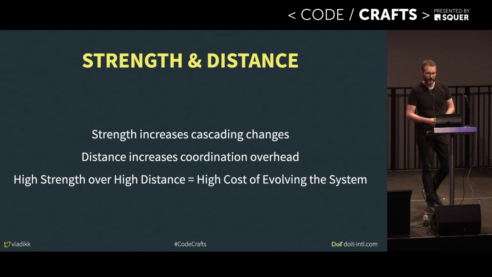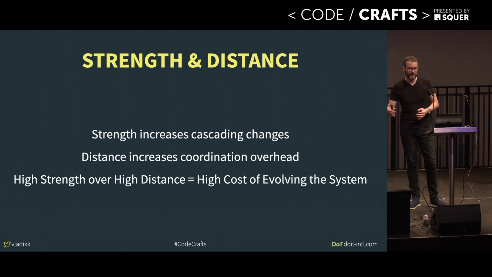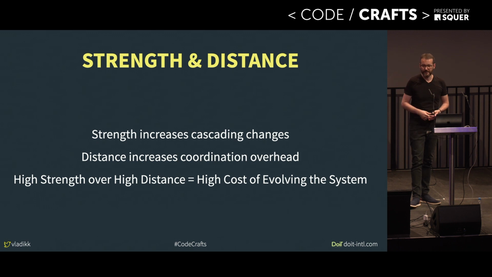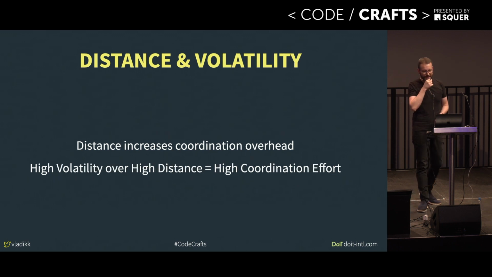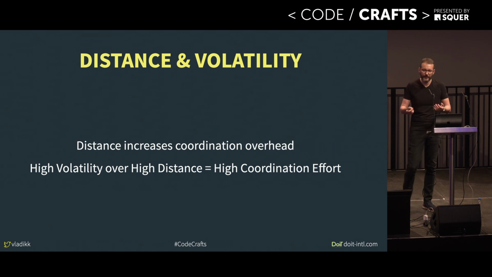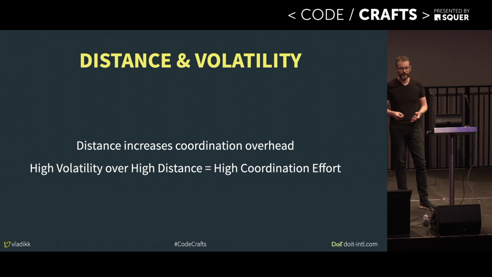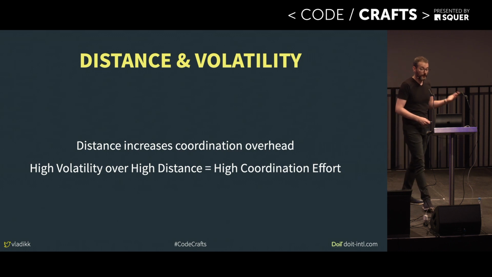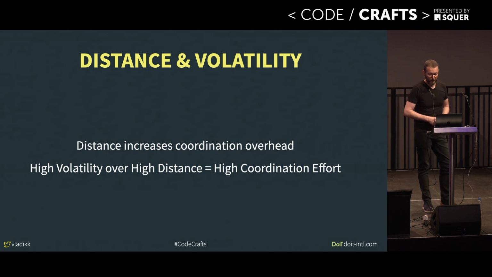Strength and distance. When both are high, we have high cost of evolving the system, because any change that is going to be quite frequent because of high strength is going to be costly to implement because of the high distance. And finally, distance and volatility. High volatility over high distance means that we have very high coordination or communication effort to evolve that system. It's going to change frequently, but the high distance requires us to communicate over distant teams, for example.